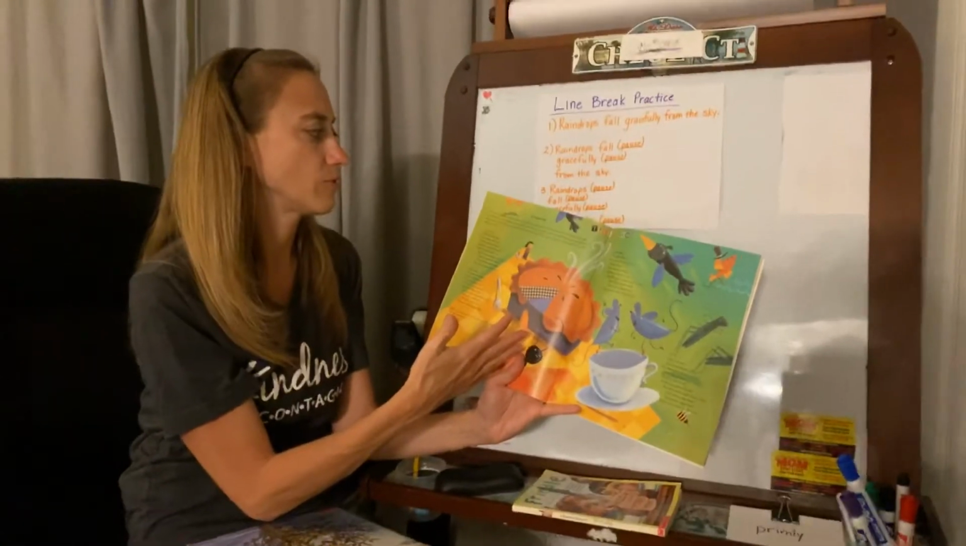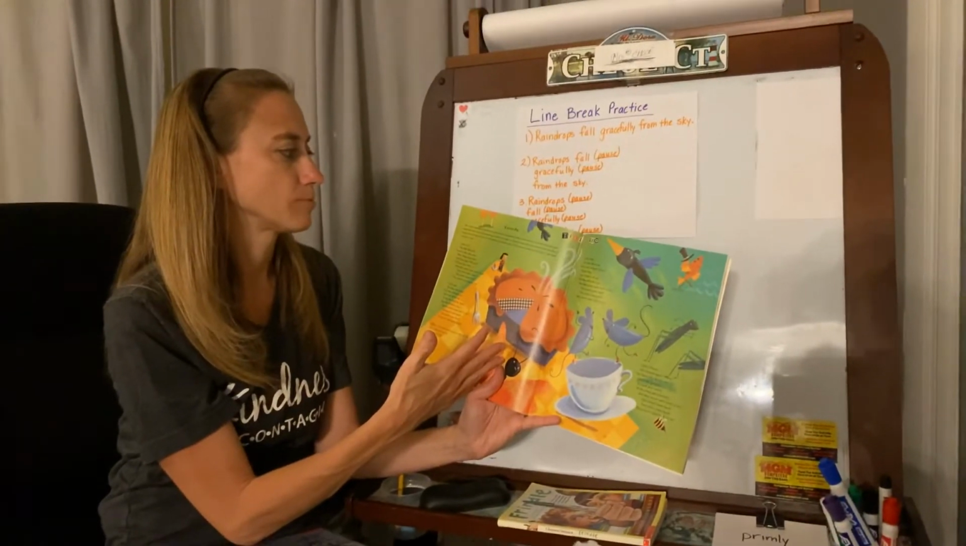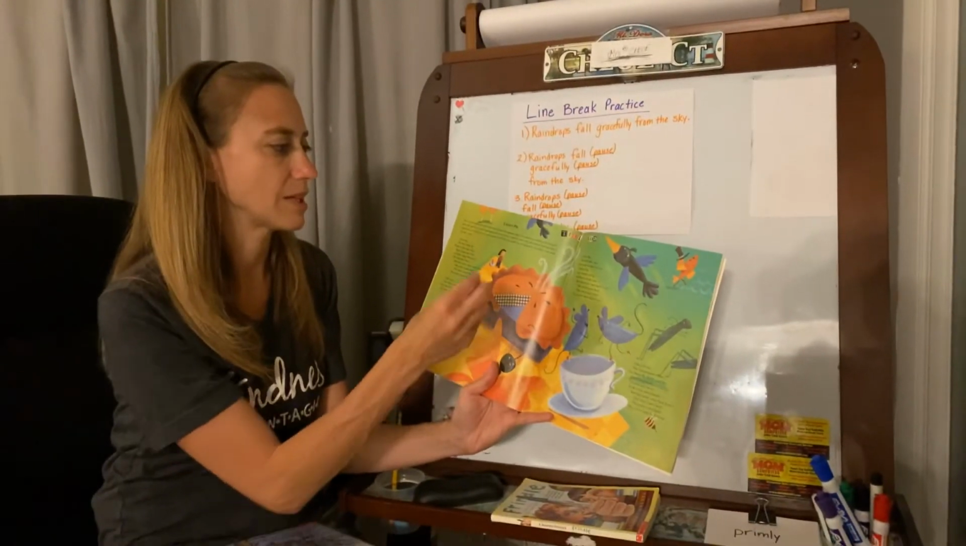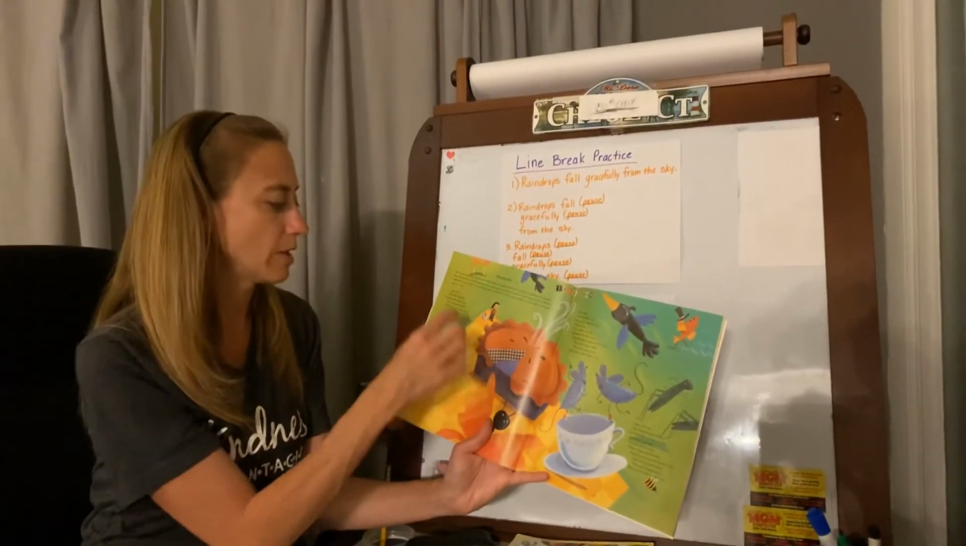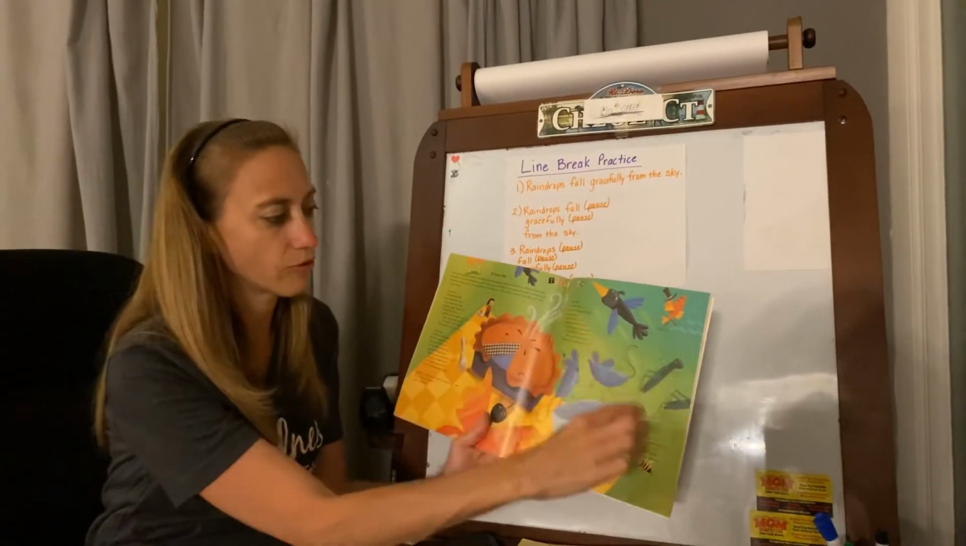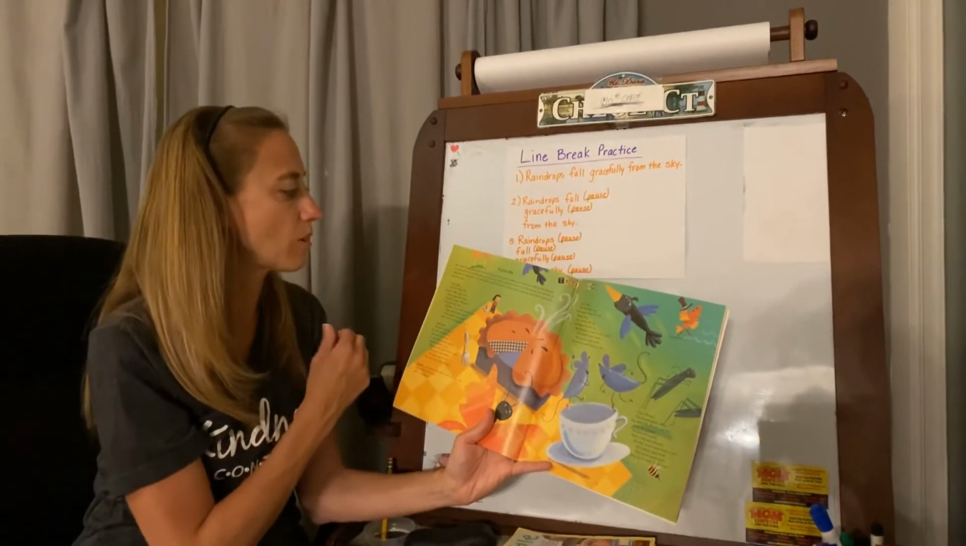Okay, so this type of poem here is kind of talking about different things, and then he repeats himself after each one. And there's 1, 2, 3, 4 stanzas in this poem.